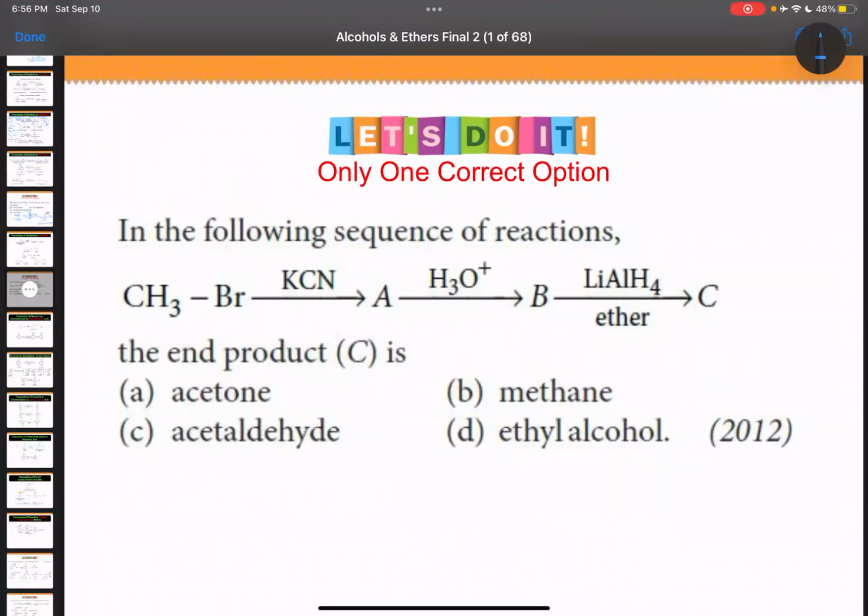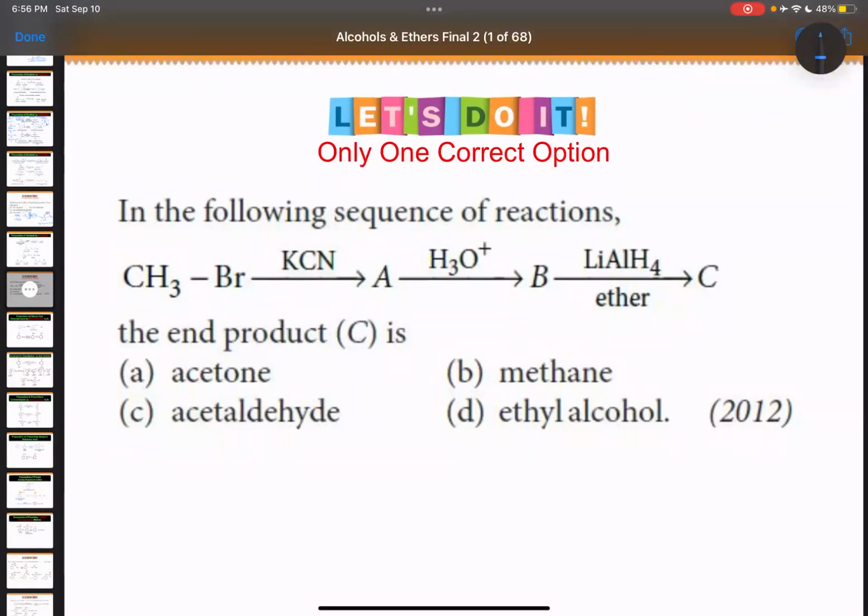So first we are treating it with KCN, then H3O plus. Is it ethyl alcohol? Yes, it is going to be ethyl alcohol. So the first is an SN2 reaction, substitution nucleophilic bimolecular. Br is going to come out, giving CH3CN.